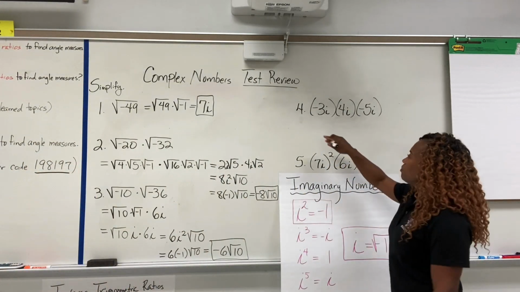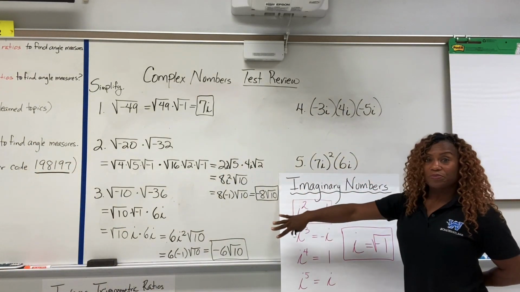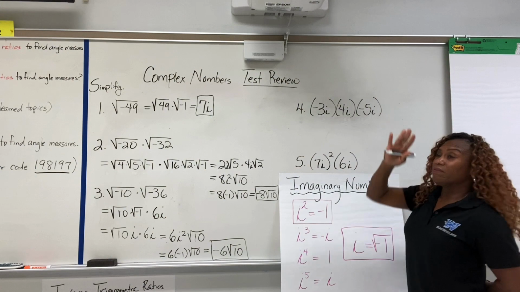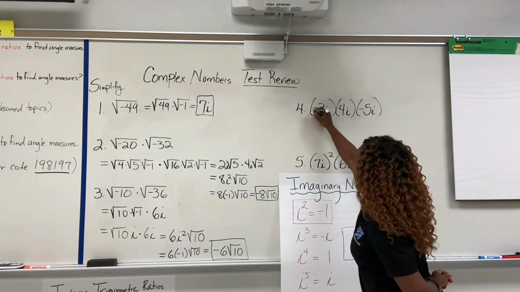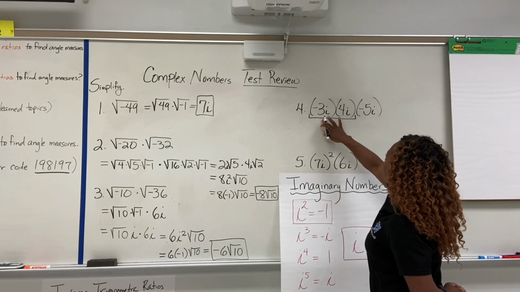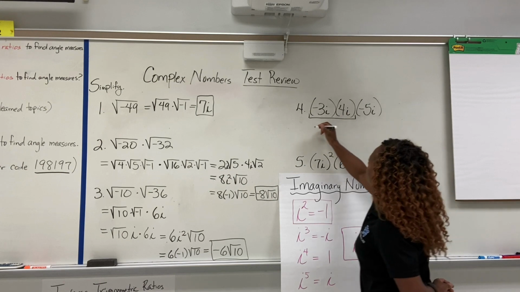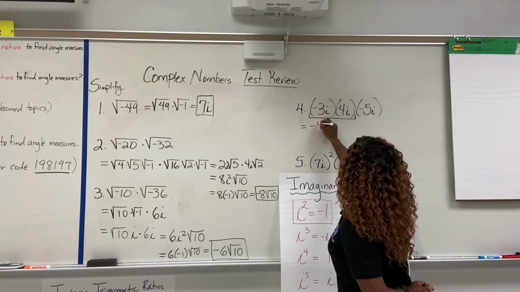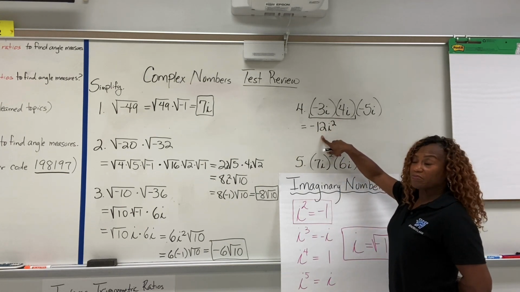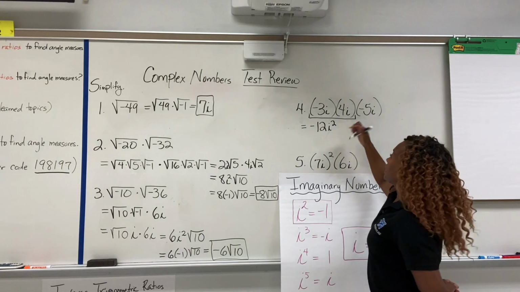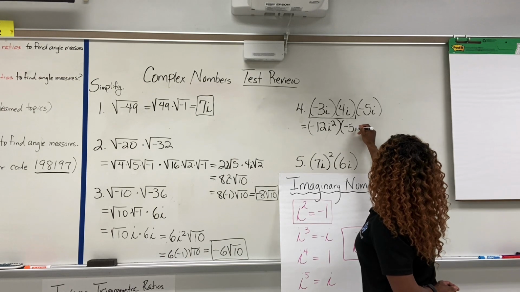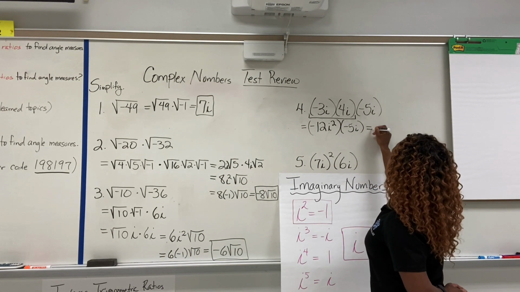So for number 4, there are no more radicals, but I'm multiplying negative 3i times 4i times negative 5i. Now, the strategy that I like to use is I just like to do 2 at a time. So I multiply 2 terms at a time. I'm going to go ahead and do negative 3i times 4i, which is a negative 12i squared. Because negative 3 times 4 is 12, and i times i is i squared. Now I'm going to go ahead and bring in the last term, negative 5i.